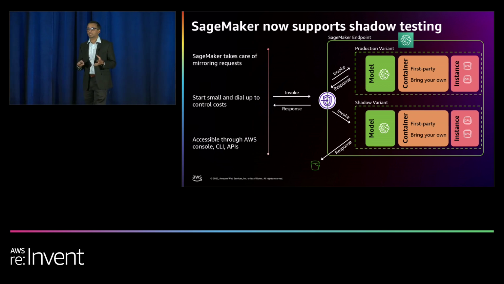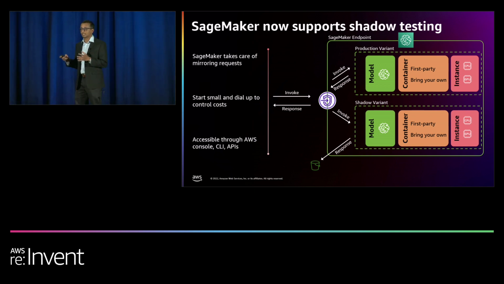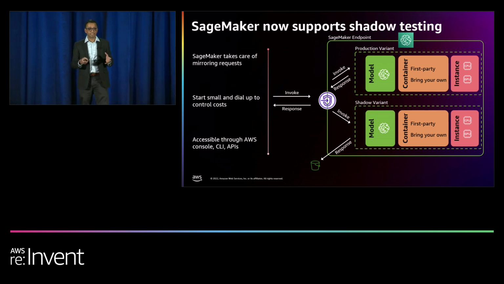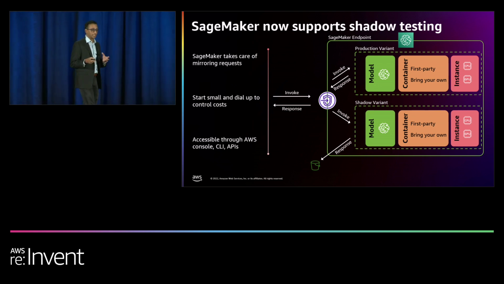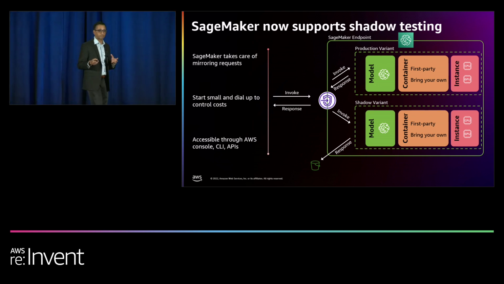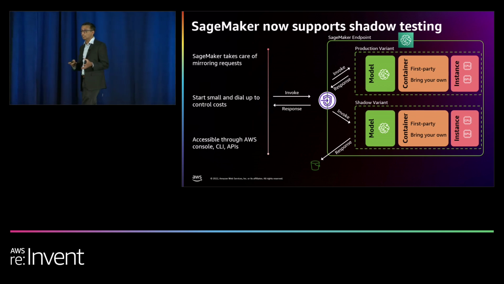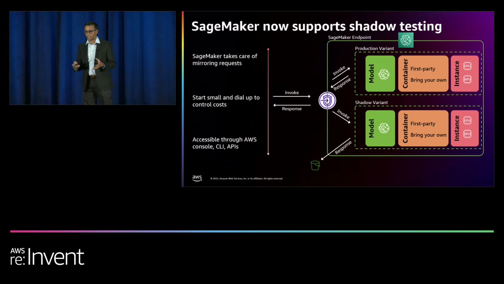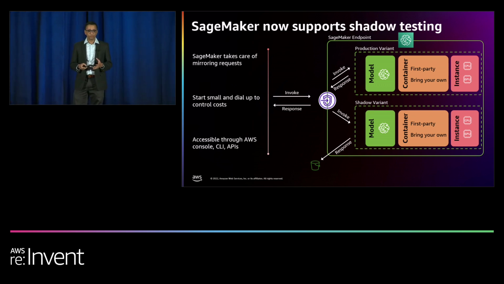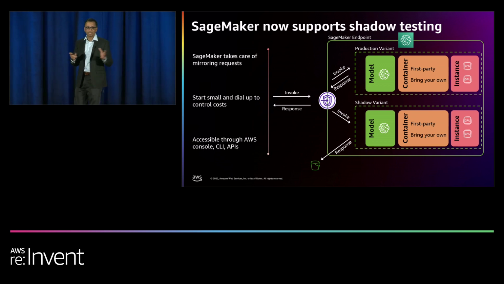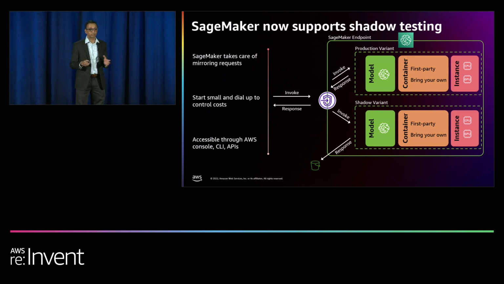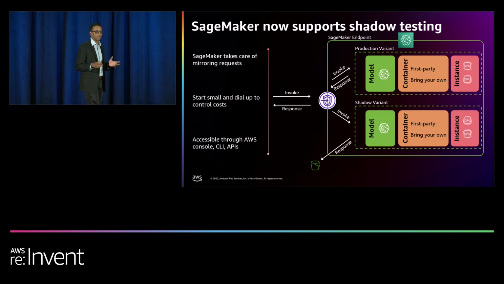And the response of the shadow variant, again, you can either discard it, or we have enhanced our data capture capability that logs the requests and responses from the production variant to the S3 bucket. So we've enhanced it to incorporate shadow variants as well. So just to recap, through this feature, SageMaker takes care of mirroring the requests. So we try to do it in a performance agnostic way.